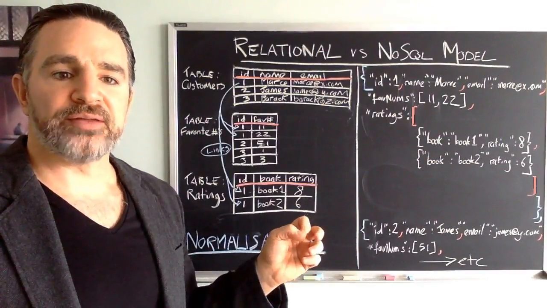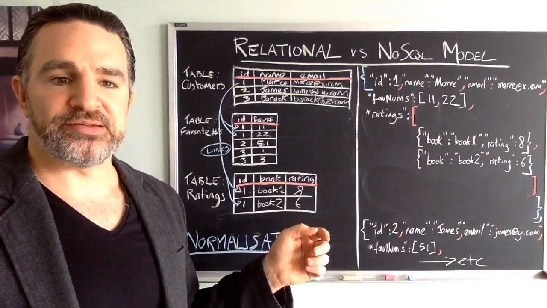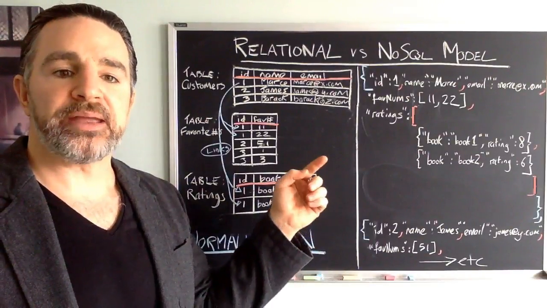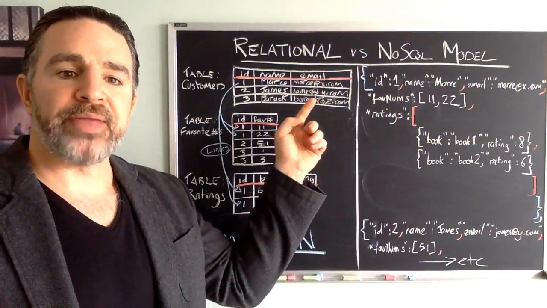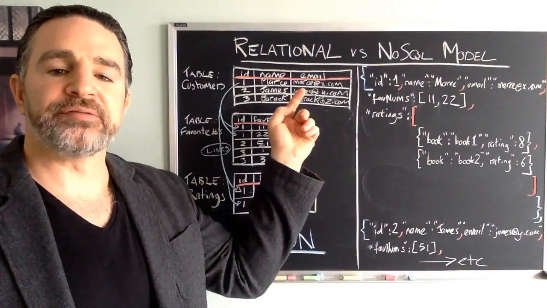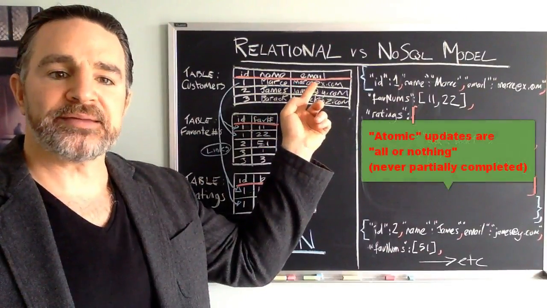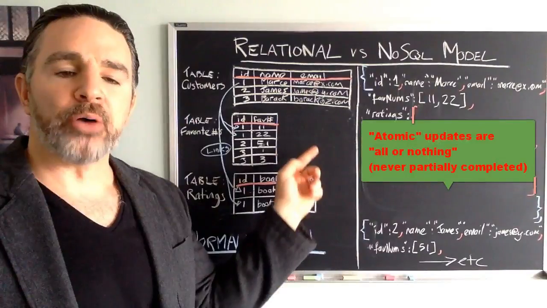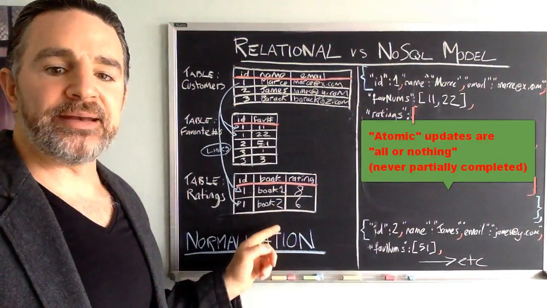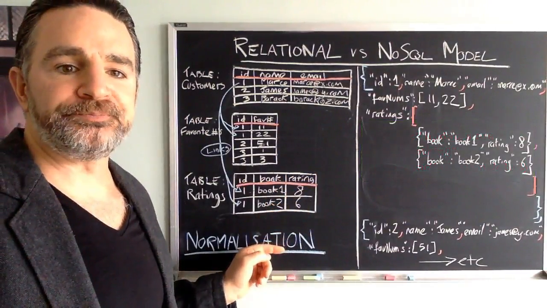They try to avoid things called data redundancy, which is data duplication, mostly because they want to make sure that updates are atomic. Basically, updates only happen in one place. They don't have to update in multiple different places. And that's the idea of normalization.